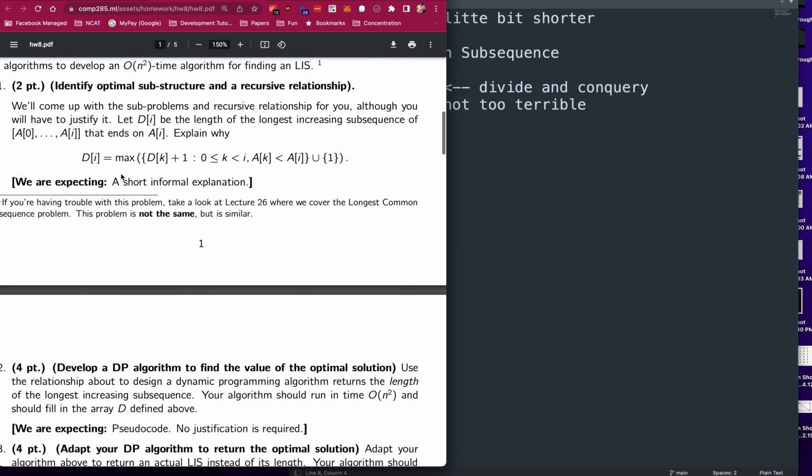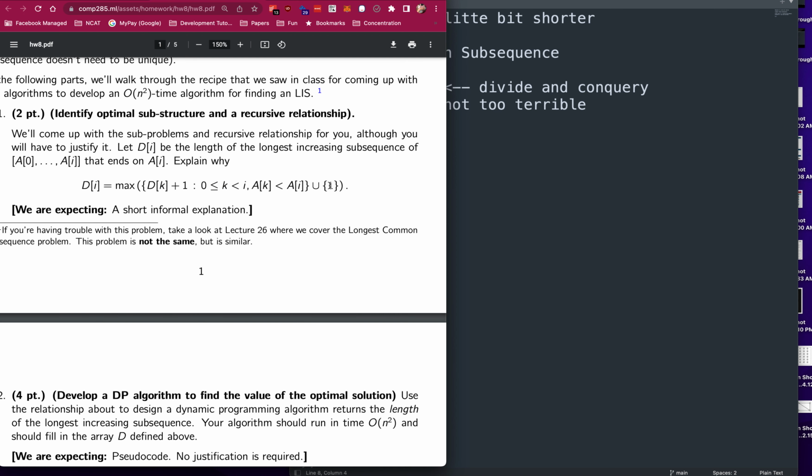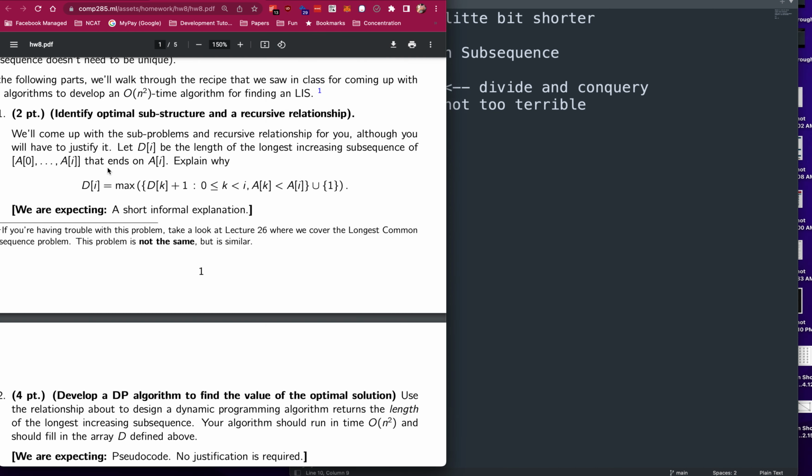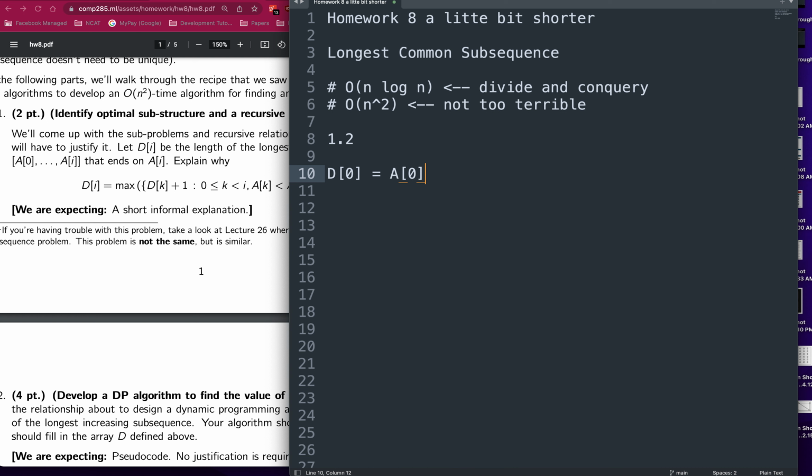I already gave you the relationship, so even if you don't know why this is true, you should try to write that in code, right? So basically we say D0 is equal to... sorry, D0 is equal to 1, because the longest increasing subsequence that ends with A0 is of length 1, right? And now we have a for loop.